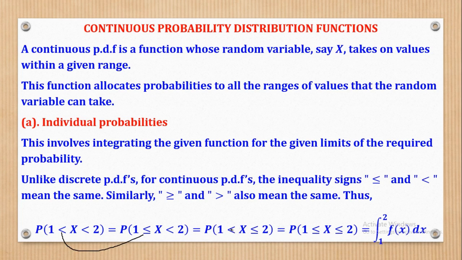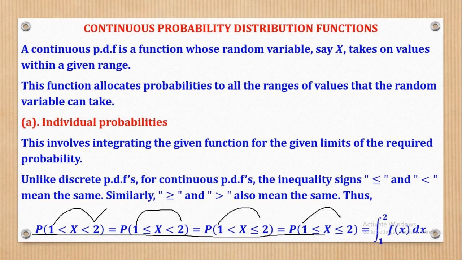Similarly, the probability of x greater than 1 but less than or equal to 2 is the same as probability of x greater than or equal to 1 but less than or equal to 2, because this inequality is the same as this inequality for continuous PDF. All these probabilities are got by integrating from 1 to 2, because these are the boundaries. This one is from 1 to 2, this one also 1 to 2, this one is 1 to 2. So all those four are got by integrating from 1 up to 2 of the given function. This line is very, very vital.